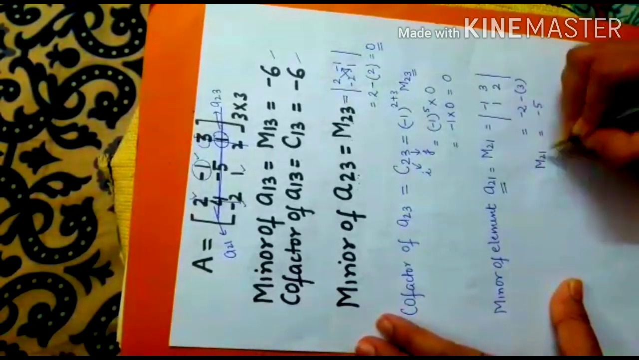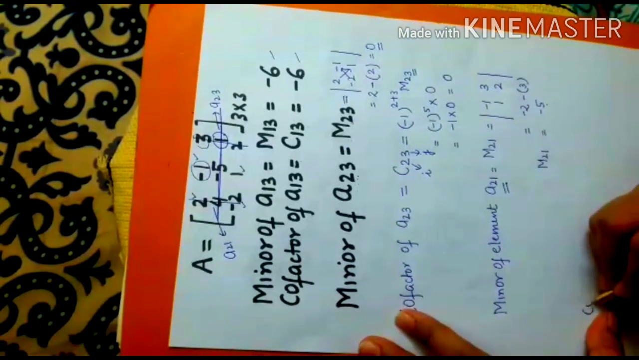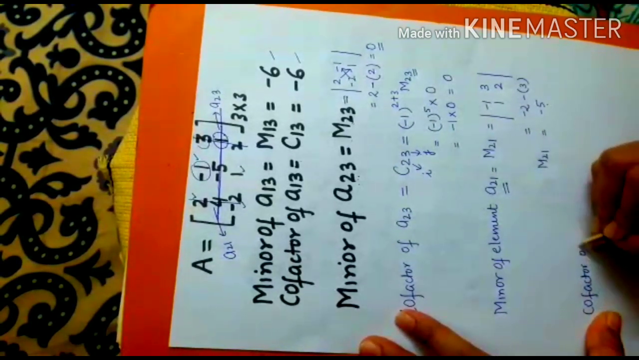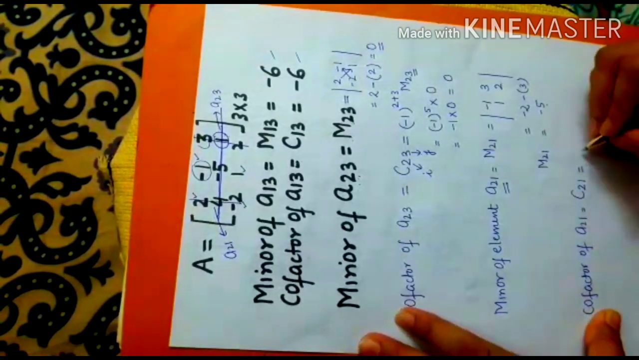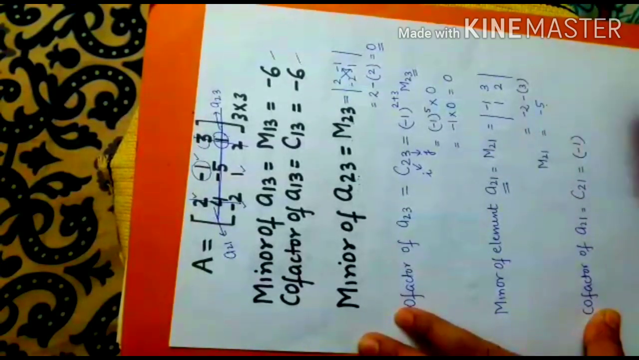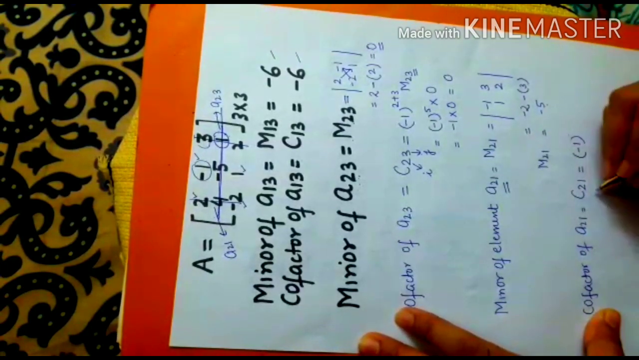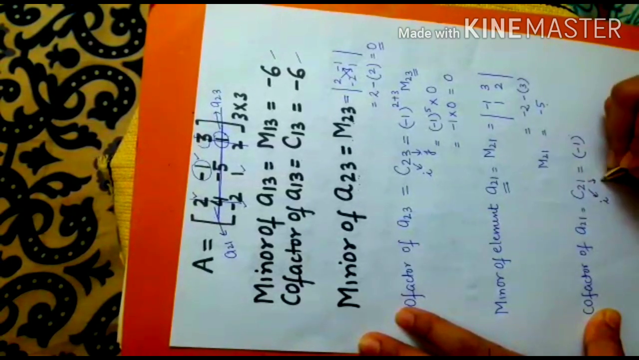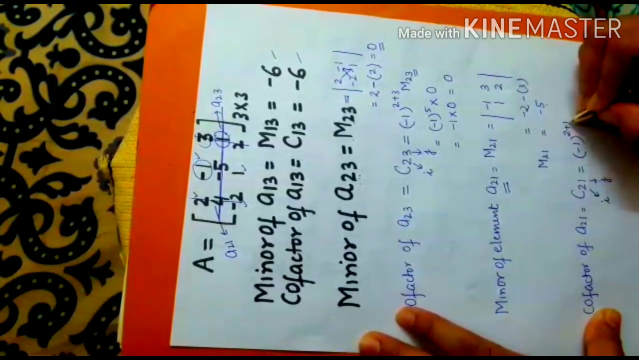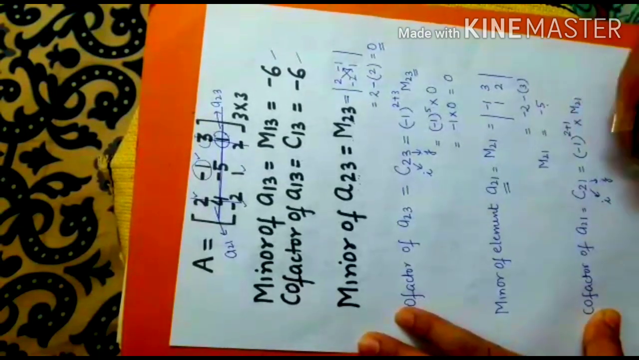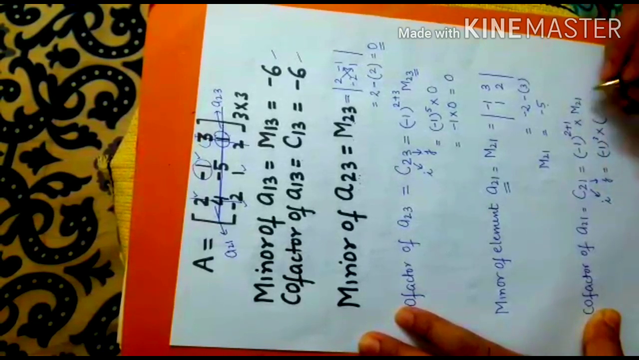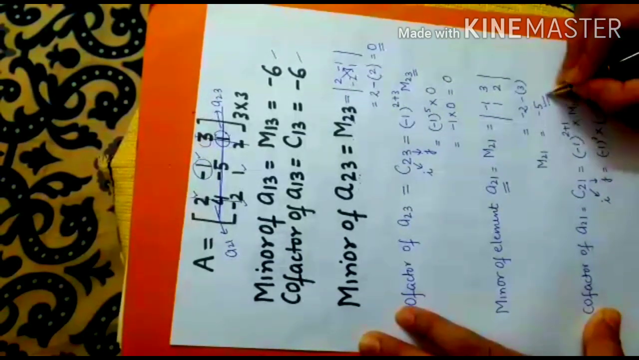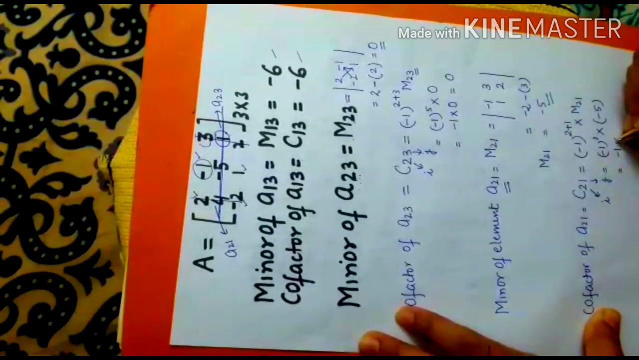So M21 is -5. Now the cofactor of A21, denoted by C21, is equal to -1 raised to the power i plus j. Here i is 2, j is 1, so it's 2 plus 1 into M21. So it is -1 raised to the power 3 into M21, which is -5. So it is -1 into -5, that is +5.